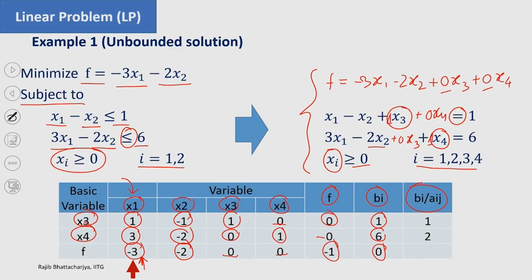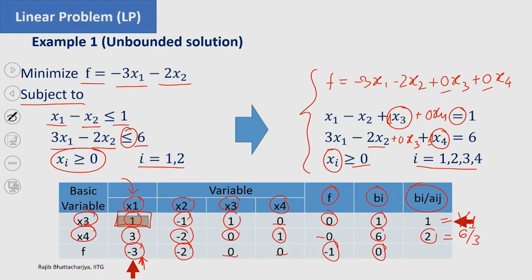So, now what will we do? We will calculate the b_i by a_ij ratio, and here for the first equation this is 1 by 1. So, I am getting 1, and for the second equation this is 6 by 3. So, I am getting 2. Okay. So, what is the rule? The rule is you have to select the minimum one. So, the minimum one is 1 here. So, therefore, this will be your pivoting element.